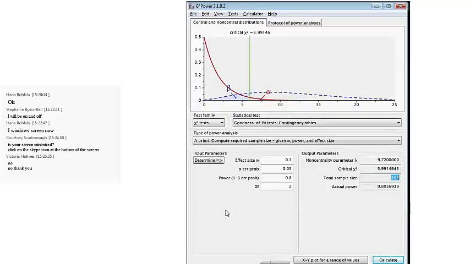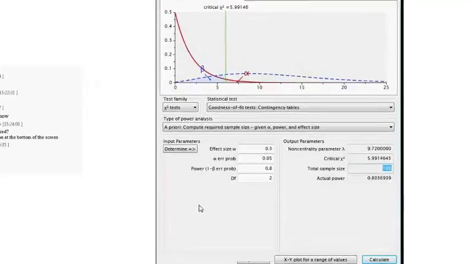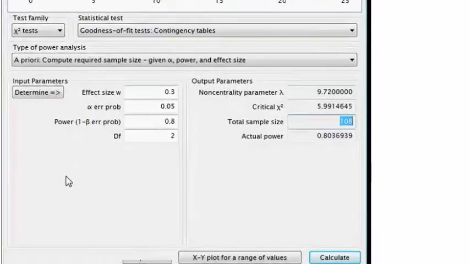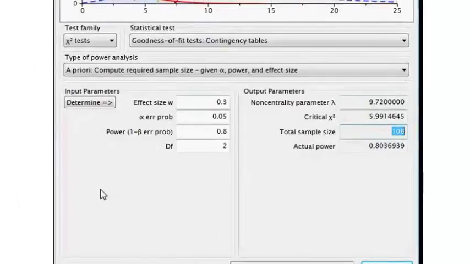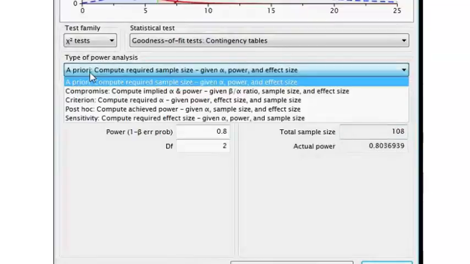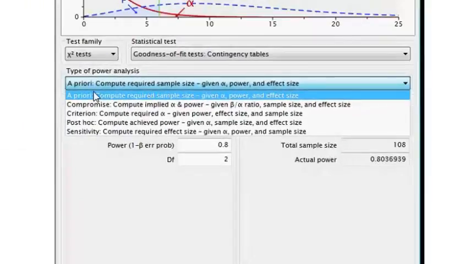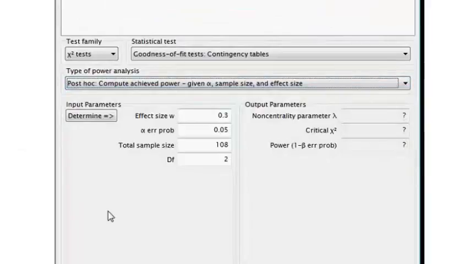All right, moving on. You could also do post hoc power analysis through this. That means after you've run the data. SPSS will give you a post hoc power analysis as well. But if you don't want to go that way, you can go here, post hoc, you would compute your achieved power.